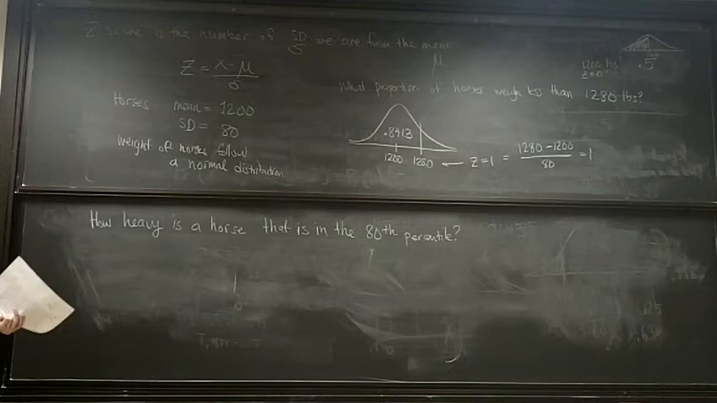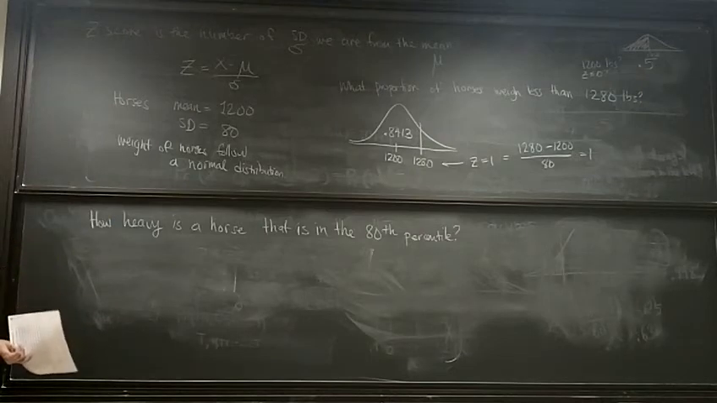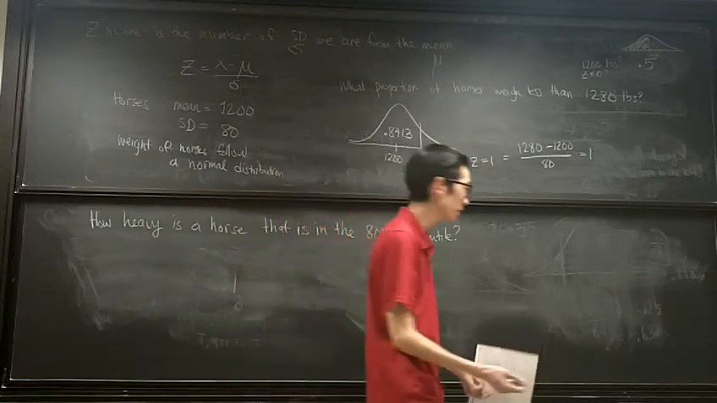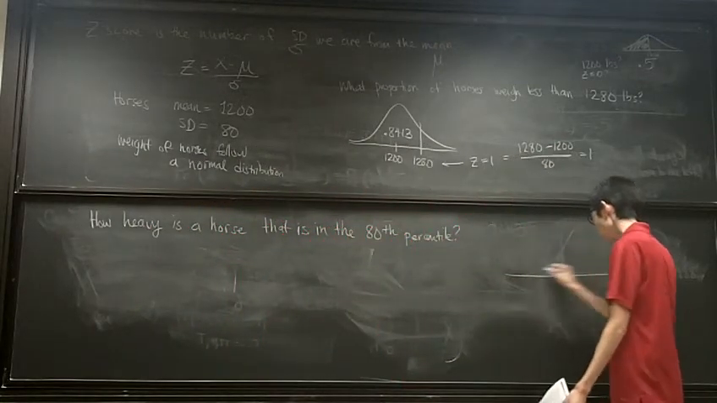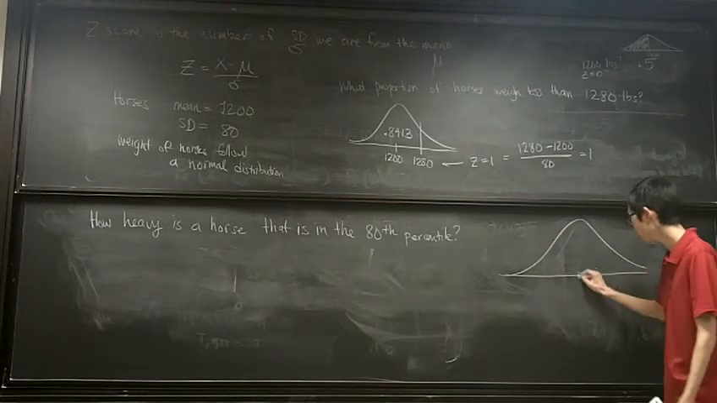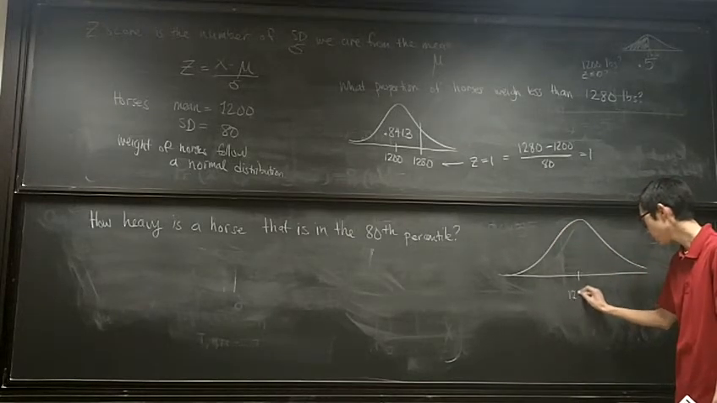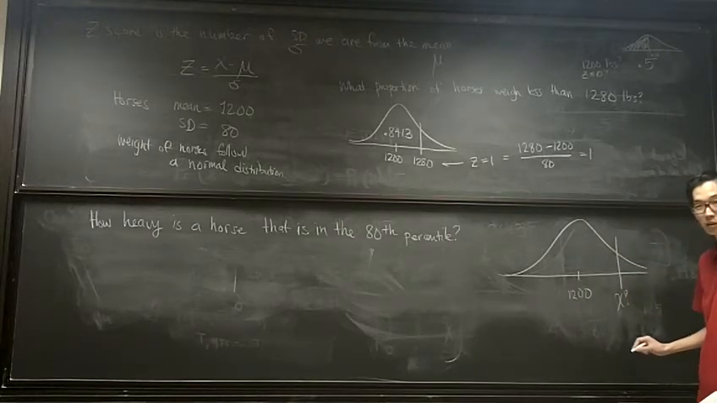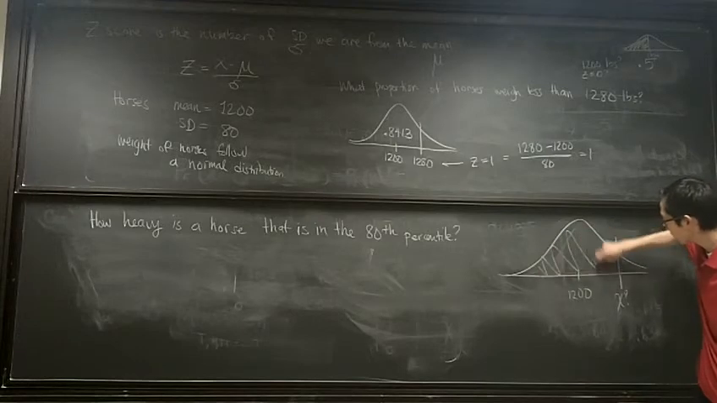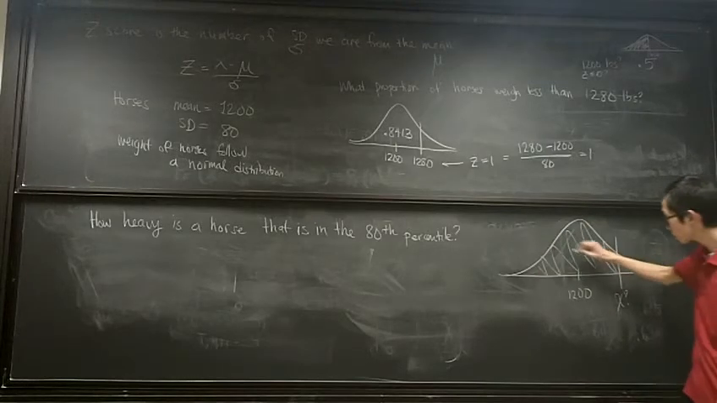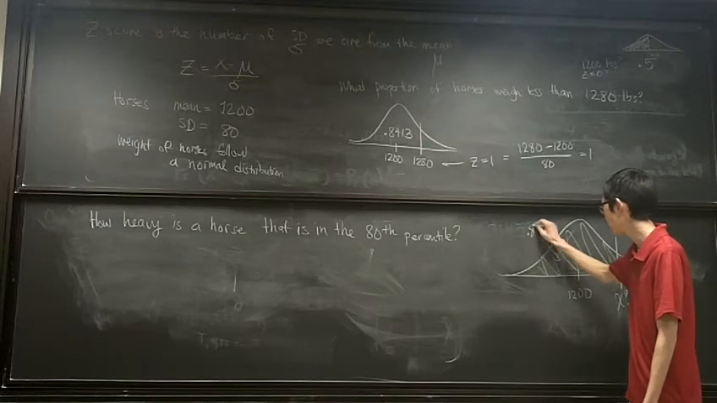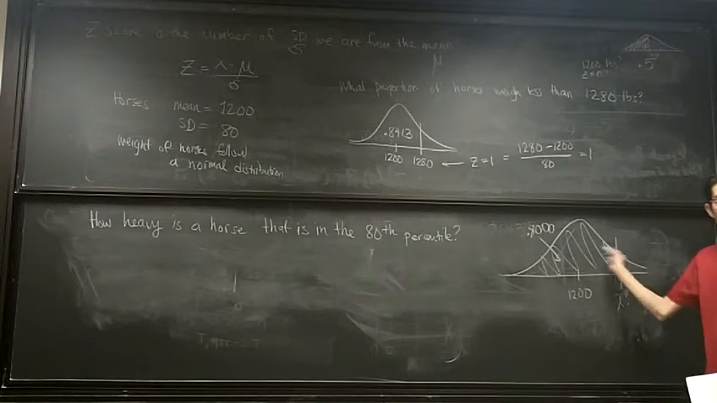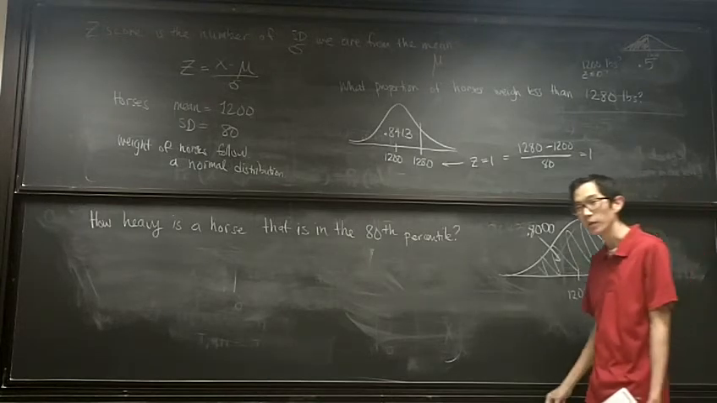So I'm basically asking what is the weight that gives me 80% to the left. So I draw my picture again. What goes in the middle? 1200, my mean. And here, I've got some unknown weight that I don't know. How much do I have shaded to the left? 80%. What is the x that's going to give me 80%? That's what I want to know.